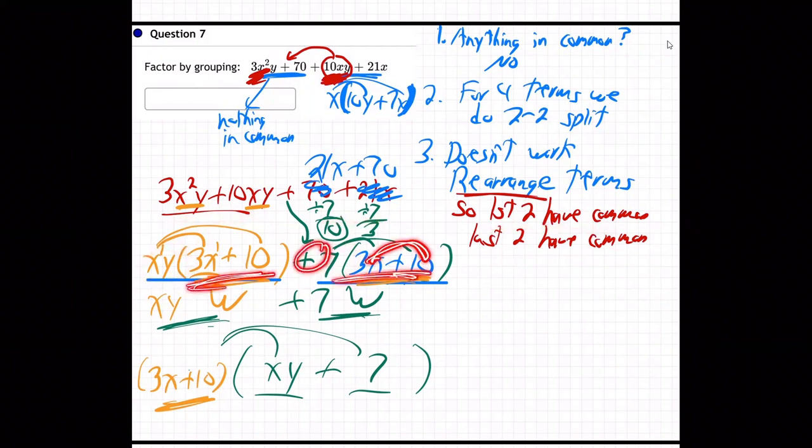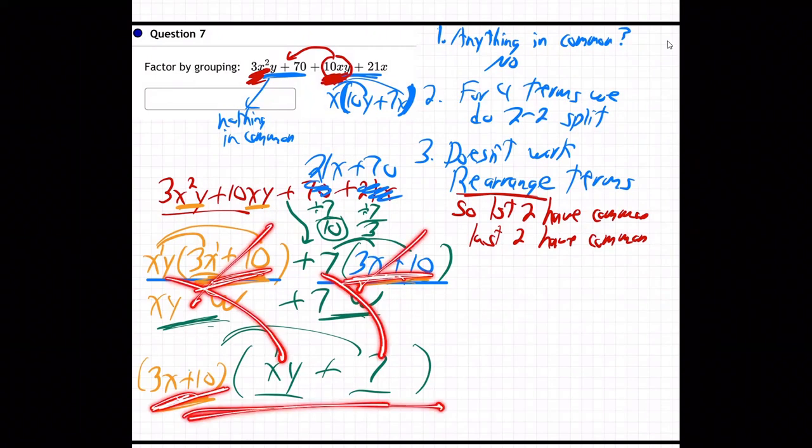One more step, because I had the plus sign outside of parentheses. They had a common element, 3x plus 10, put it in the front, parenthesis 3x plus 10. Remove it, bring down the XY and the 7. There we go. We did it.